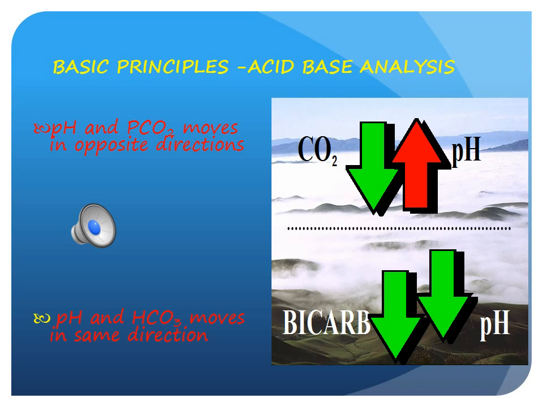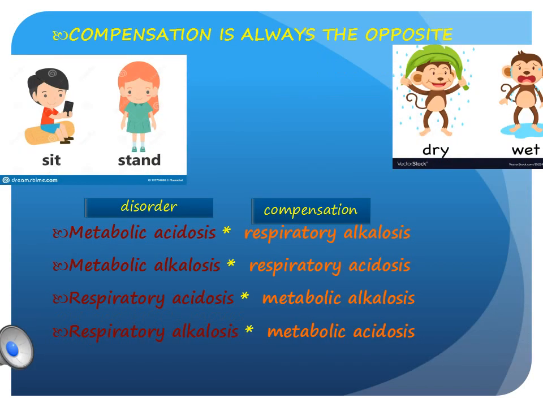And secondly, the pH and HCO3 move in the same direction. For example, when there is metabolic acidosis. Acidosis means there's a decrease in pH, and metabolic has to deal with the HCO3. So that's decreased. So they move in the same direction. So regarding the compensation again, it's always going to be opposite.